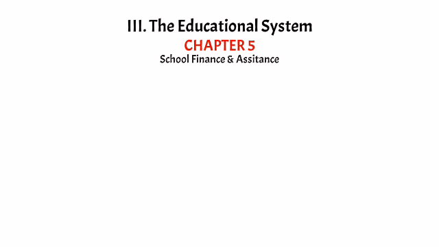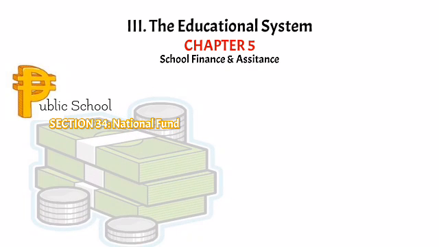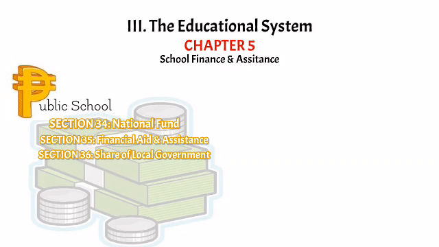Chapter 5, School Finance and Assistance. For public school, we have Section 34, National Fund. All public schools shall be primarily funded by National Fund. Section 35, Financial Aid and Assistance to Public Secondary Schools will be given to LGU who establish a public secondary school. Section 36, the share of local government. LGU shall allocate annual budget for the public school for operation and maintenance.